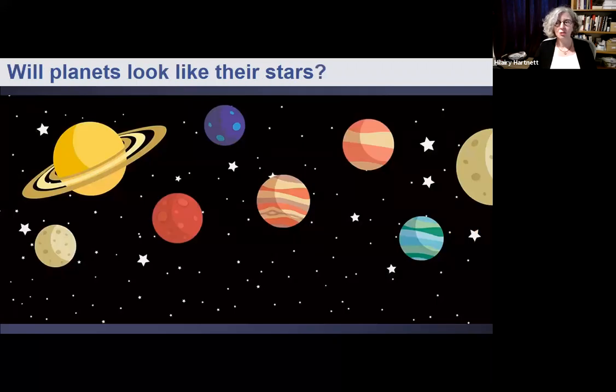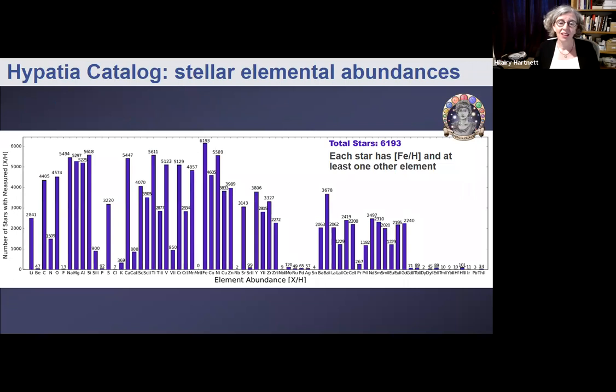So the chemistry of exoplanets is rather poorly known at this stage, so we assume that planets will look like their stars. Fortunately, we know a good deal about the elemental composition of stars. This is data from the Hypatia catalog. Hypatia is the largest catalog of elemental abundances for nearby stars. The bar chart has elements on the x-axis, about 73 of them, and the height of the bar is the number of stars with a measured abundance.